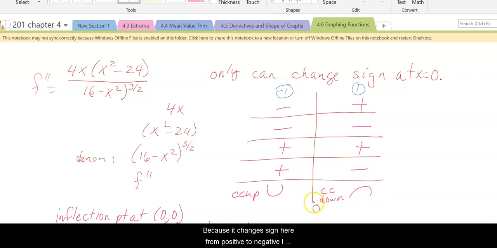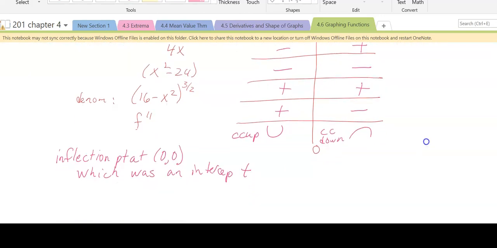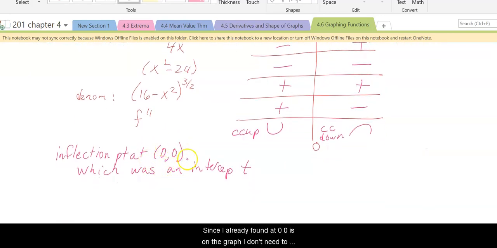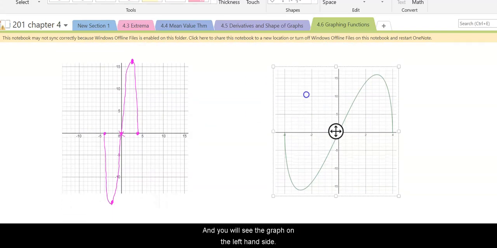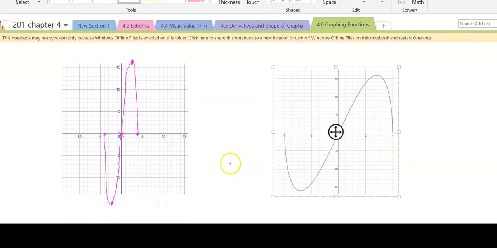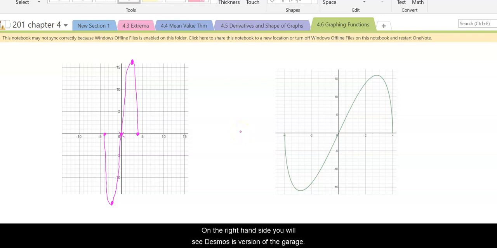Because it changes sign here from positive to negative, I know that at x equals 0, I do in fact have an inflection point. Since I already found that 0, 0 is on the graph, I don't need to plug it back into the original function, though of course I can do that. And now I'm ready to put all the information I have on the graph, and you will see the graph on the left-hand side that I hand drew to produce it. On the right-hand side, you'll see Desmos's version of the graph, which is relatively close to what I have.